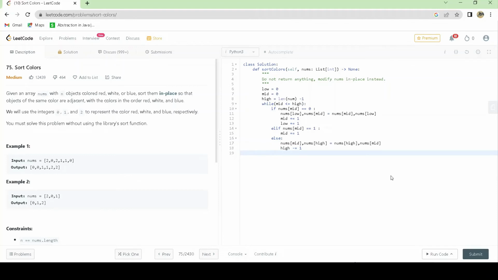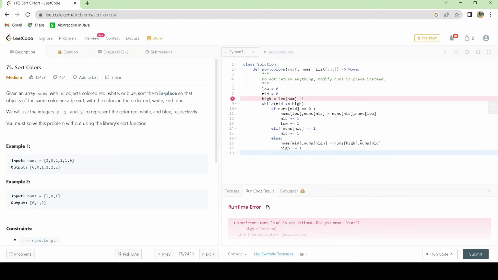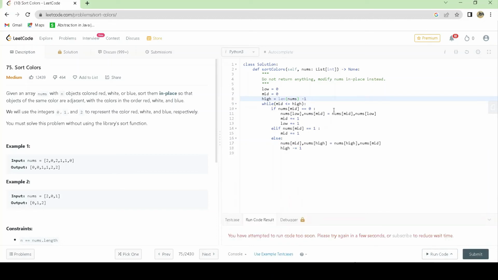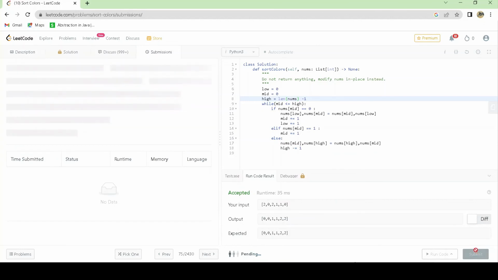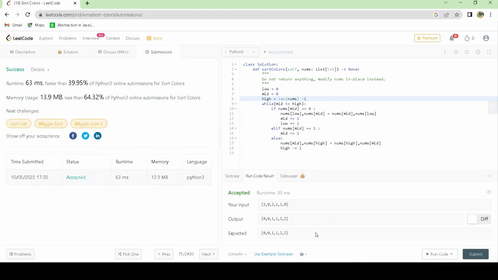Okay, let's run this. There is an error. Okay, length of nums. Okay, let's submit this. Yeah, it is accepted. Hope you have understood this one.